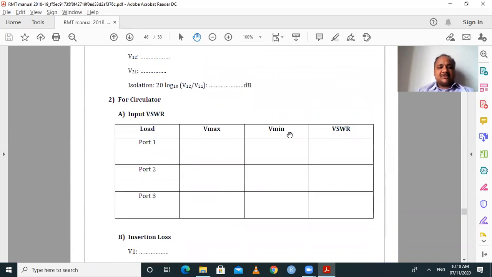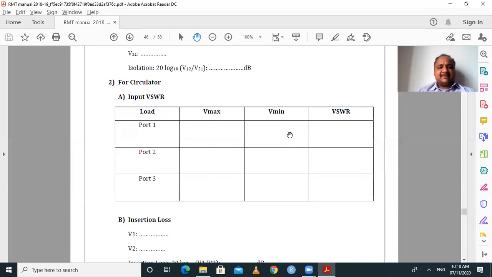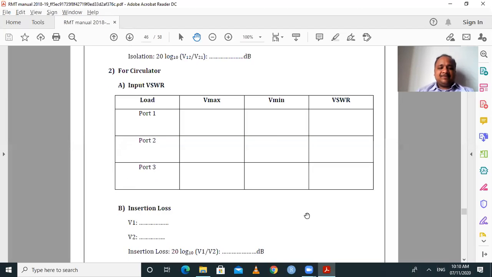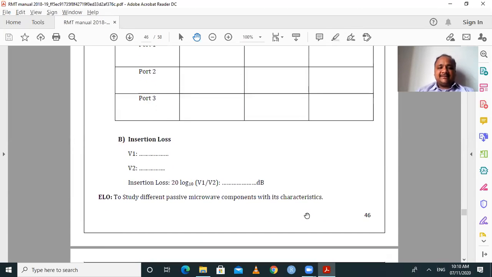Similarly, you can go for the circulator. Here we will consider a circulator having 3 ports. You can calculate VSWR for port number 1, port number 2, and port number 3 also by calculating Vmax and V minimum with the help of the slotted section. And similarly, you can calculate insertion loss.